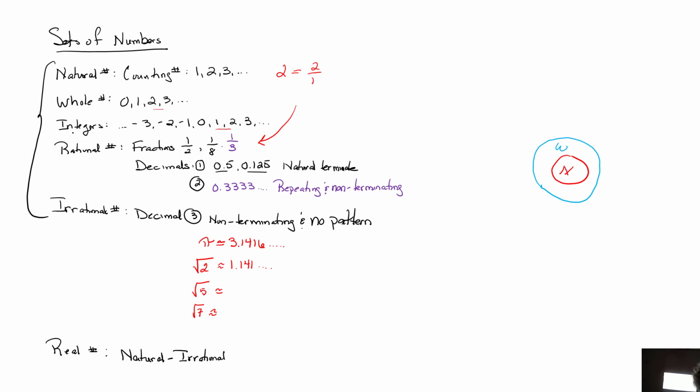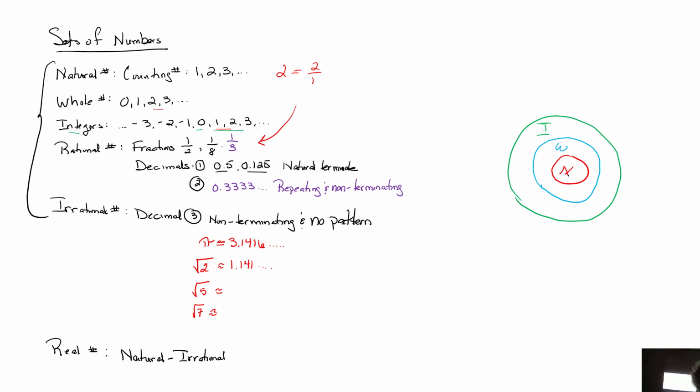The next group of numbers are the integers. Notice within the integers, I've got the whole numbers because there's the 0 and there are the naturals. So they're just a little bit bigger, actually a lot bigger, than the whole numbers. So the integers include the whole numbers, and they also include the natural numbers.